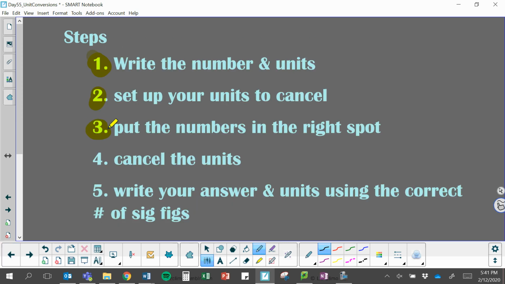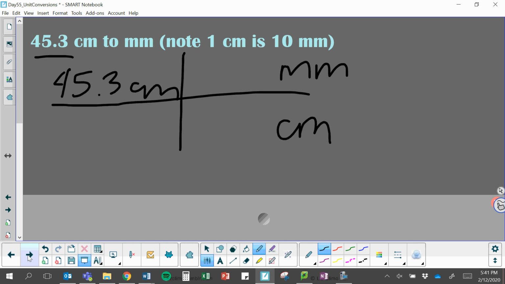Our third step is to put the numbers in the right spots. This is referring to our unit conversion. So I told you that 1 centimeter is 10 millimeters. That means we're going to line up our 1 and our 10 in the appropriate spots.